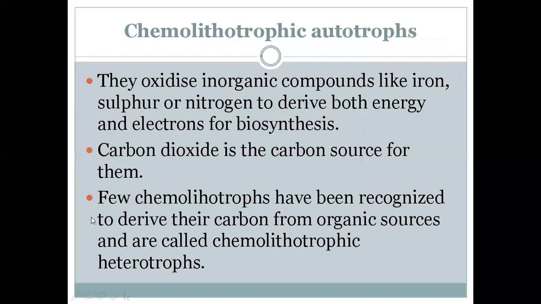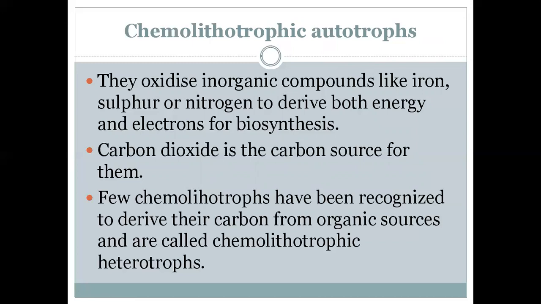The next and last category is chemolithotrophic autotrophs. Chemo means chemicals are being used. Litho means inorganic chemicals are being used for their nutrition, and autotrophs means they are able to extract energy from chemicals. They are not dependent on any other organisms for food material. They oxidize inorganic compounds like iron, sulfur, or nitrogen to derive both energy and electrons for biosynthesis.